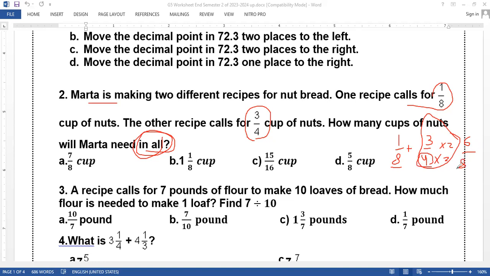Now we can add them because they have the same denominator. In addition and subtraction, remember, we need to have the same denominator. So now we add normally. 6 plus 1 equals 7. And we keep the same denominator. We don't add denominators. We keep it. 7/8. So the answer is choice A.